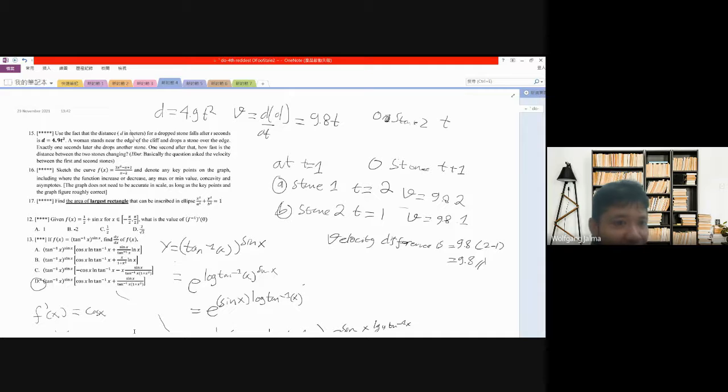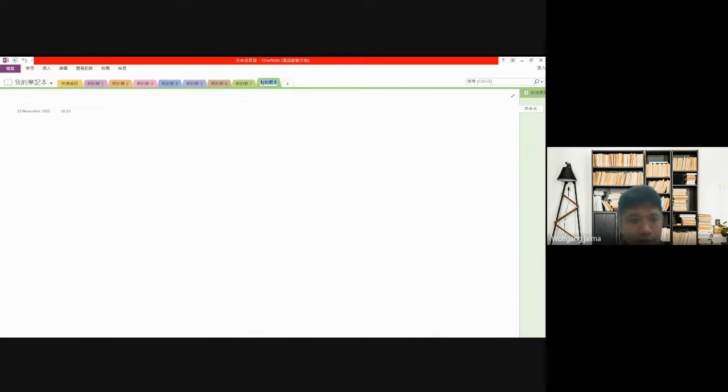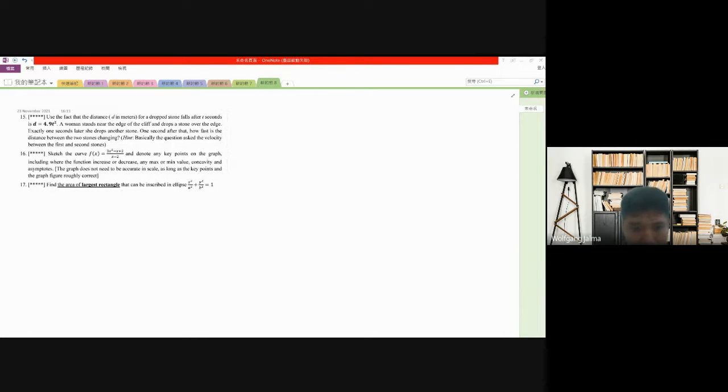And number 17, I think easy, right? Number 17 is just, well, basically we have an ellipse, and we have a rectangle here. So the area of the rectangle is what?